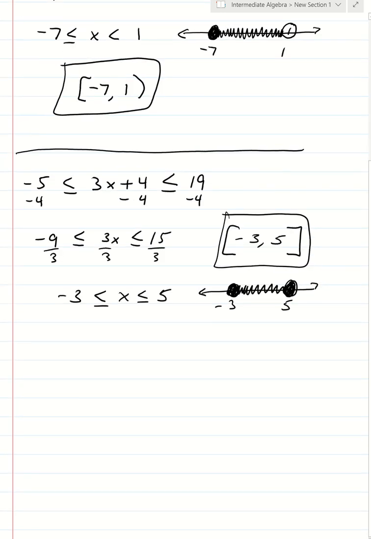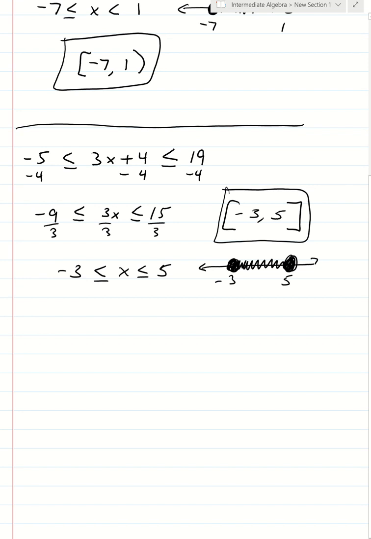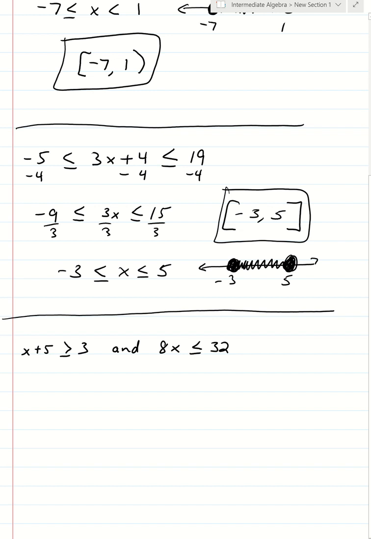Let's take a look at an and compound inequality where the word and is actually physically stated in the problem. For example, x plus 5 is going to be greater than or equal to 3, and 8x is less than or equal to 32. Now, let's just take a look at this one for a moment on why we have to throw the word and into the problem. Okay.